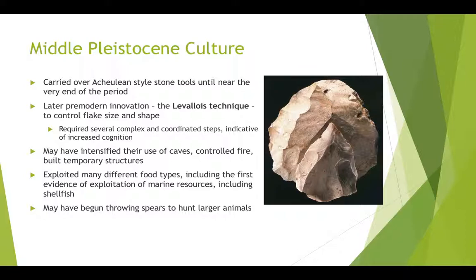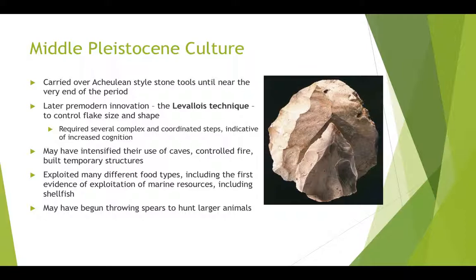Early modern humans may also have intensified their use of caves. They may have controlled fire. There are, for example, several hearth sites that are presumed to have been continuously maintained. They also built temporary structures. We find, for example, across Siberia, large collections of mastodon and mammoth ribs and tusks that would have been arranged in a circle and had a large hide stretched around the outside of them.